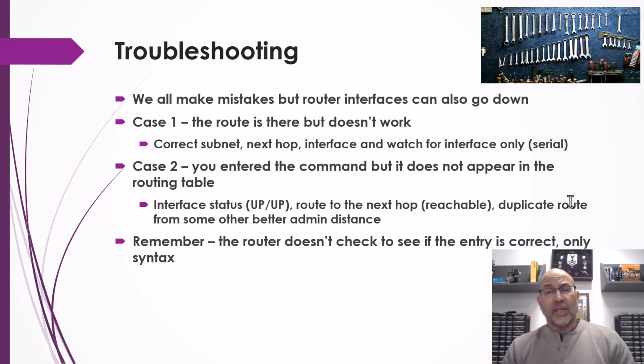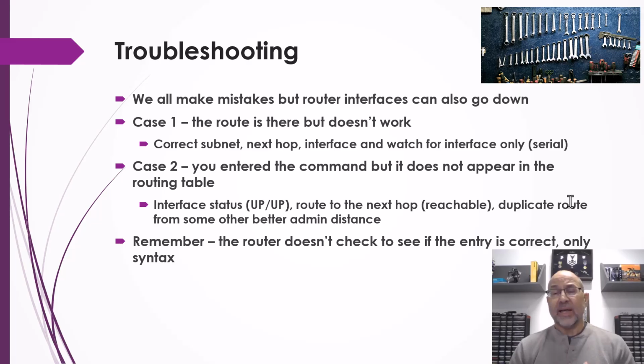The other case is you entered the command, right? You put the routing table entry in there, but then you do a show IPv6 route and there's nothing there. And there's a couple of reasons why that might happen, right? The interface is actually down, so the routing table can't accept the entry.